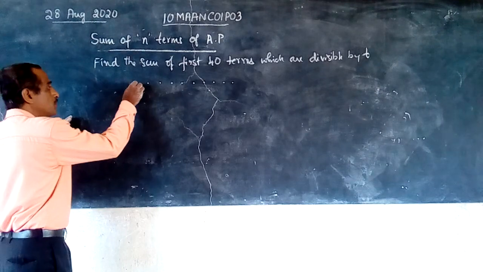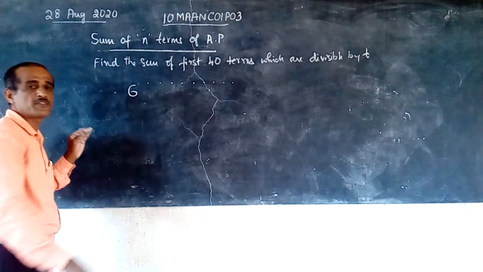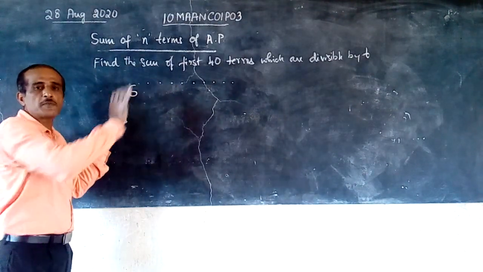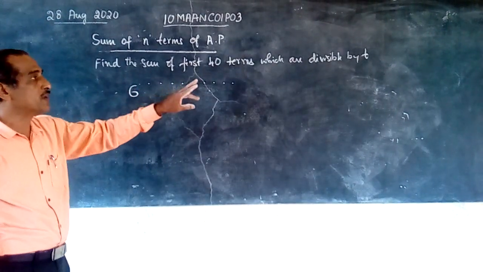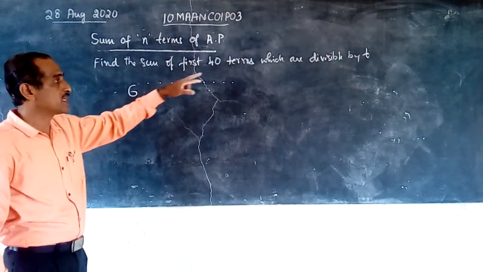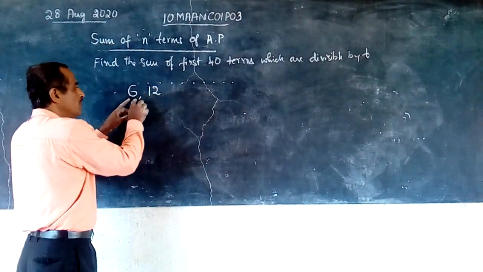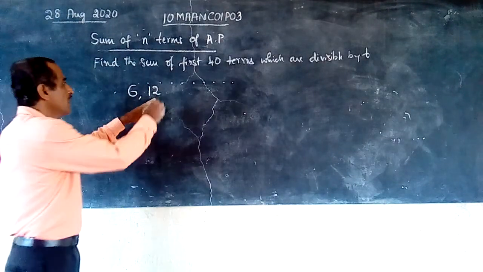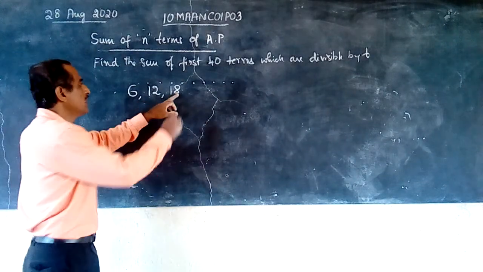Which are the terms which are divisible by 6? Which is the first term which is divisible by 6? 6 itself is the term. The first 40 multiples of 6 are the terms. So the first number which is divisible by 6 is 6. Next number is 12, then 18. Correct? 6, 12, 18, 24.